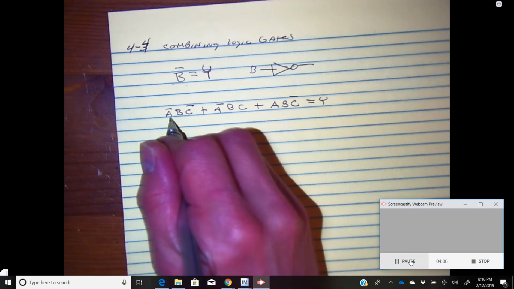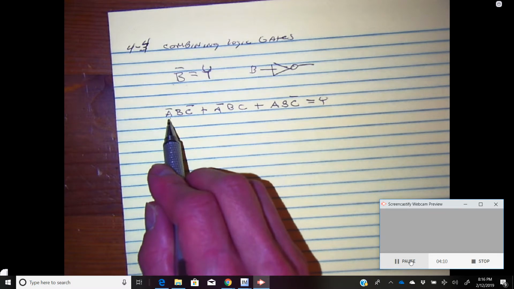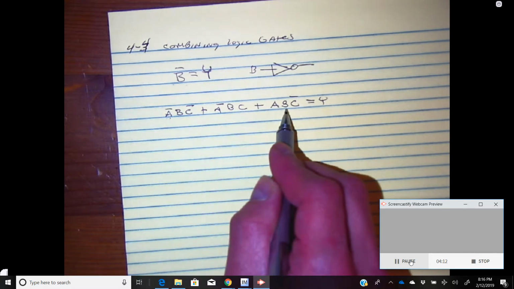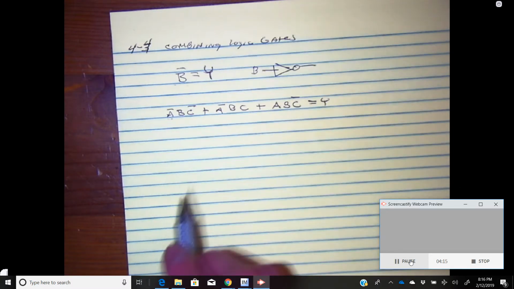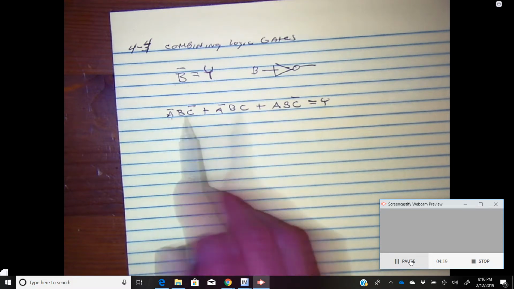We have a three-input OR gate, three-input AND gates, and then we have two OR gates right here. So we got a couple ORs. So this one's going to be ORed. So this is going to be actually a three-input OR gate right here.